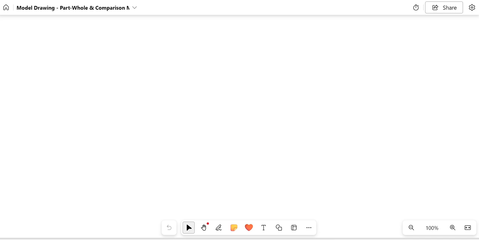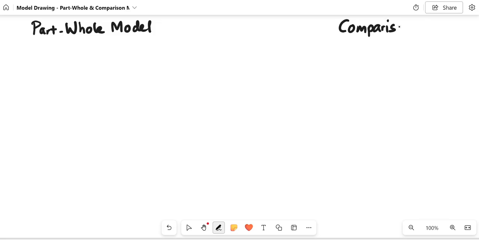Hi, today I would like to introduce two types of model drawing. One is the part whole model. And another one is called the comparison model. Okay, so to begin with, for part whole model, there are two types of possible questions.